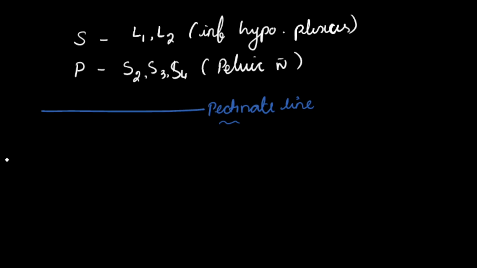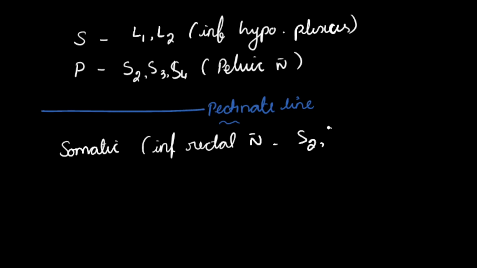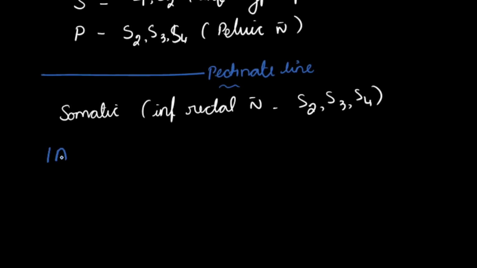And below the pectinate line, there will be somatic nerve supply through the inferior rectal nerve at S2, S3 and S4 levels. Internal anal sphincter and external anal sphincter: already I told that the internal anal sphincter is of smooth muscle and the external anal sphincter is of skeletal muscle. This is why I explained the whole nervous system.